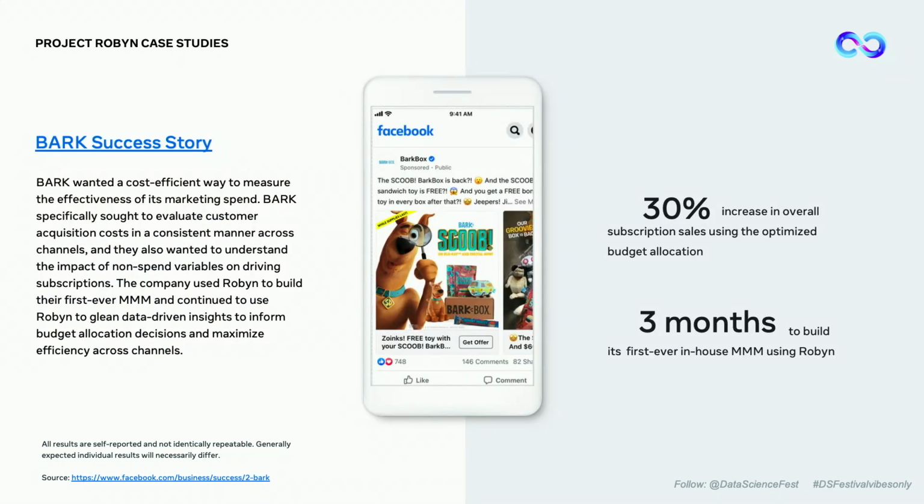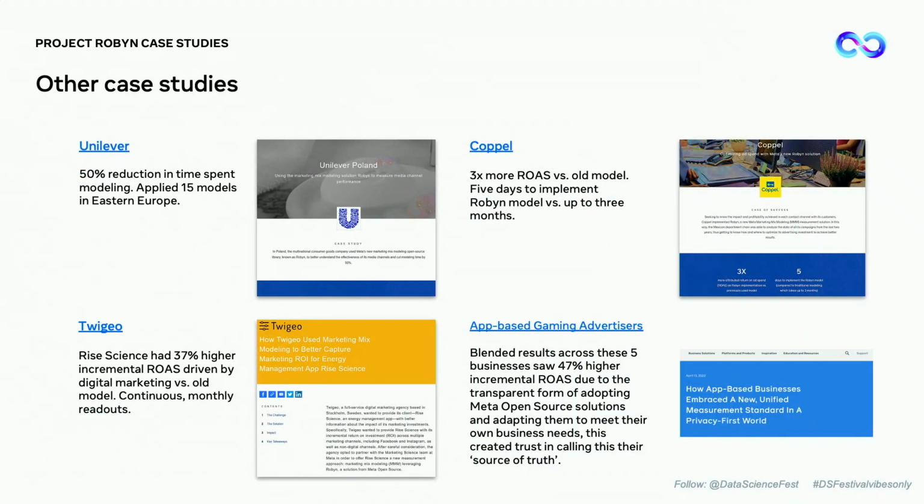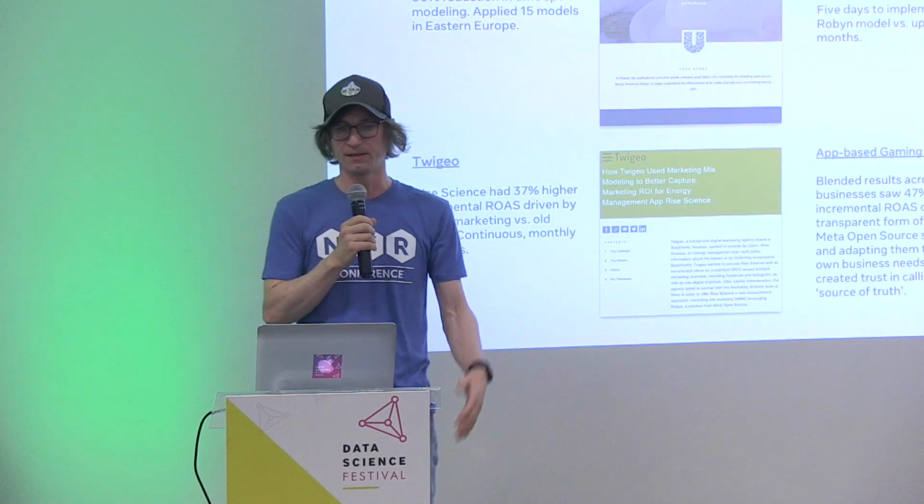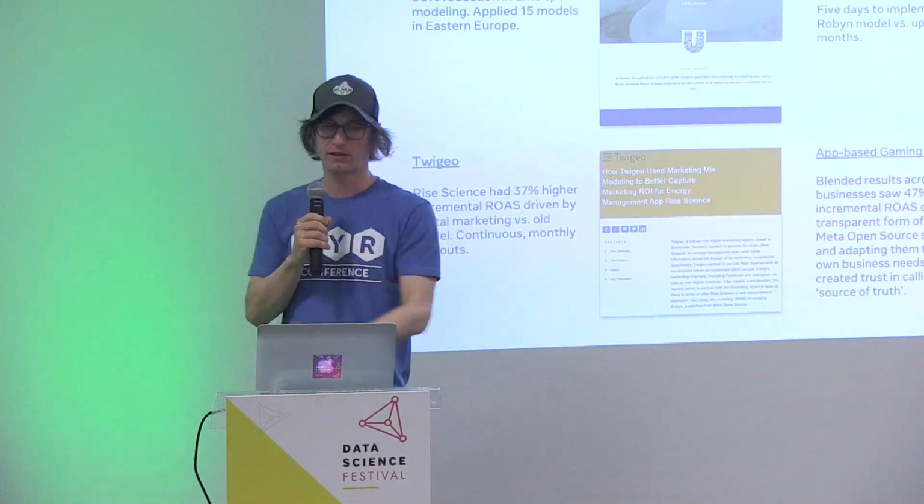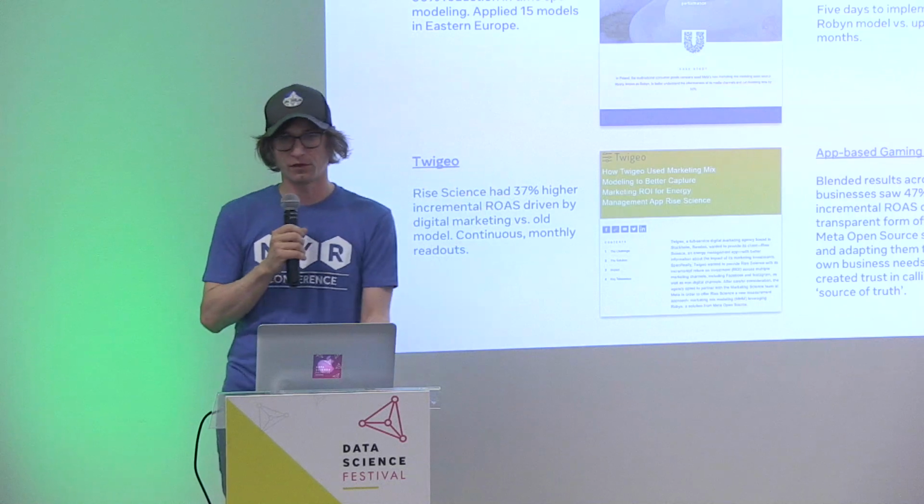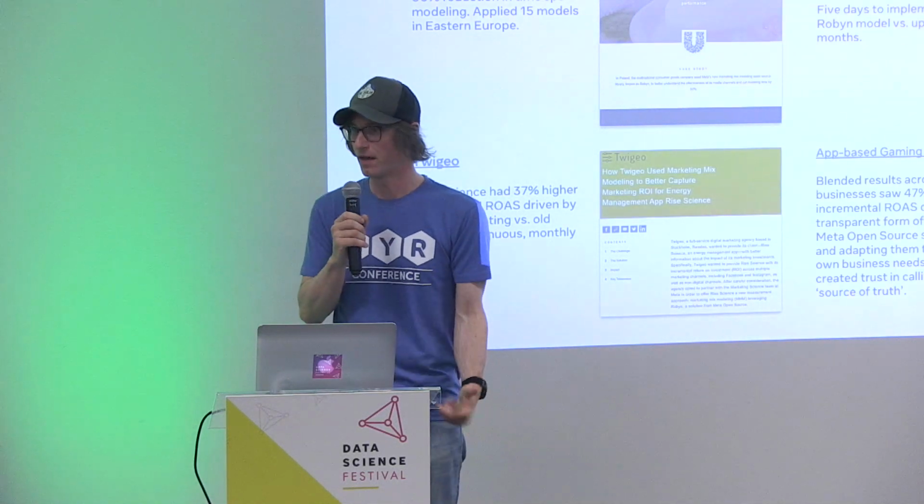Bark, I'm not entirely sure what they do. They're some kind of doggy company in the US. They also went in 3 months from zero to complete hero. They were able to start the process with Robyn, and in 3 months they were on. Other cases, even companies like Unilever, who invented MMM, let's say, right? They were in the original group of companies that invented it. Coppel, I think they are a Mexican department store. App-based gaming advertisers, agencies, a lot of companies are leveraging this.